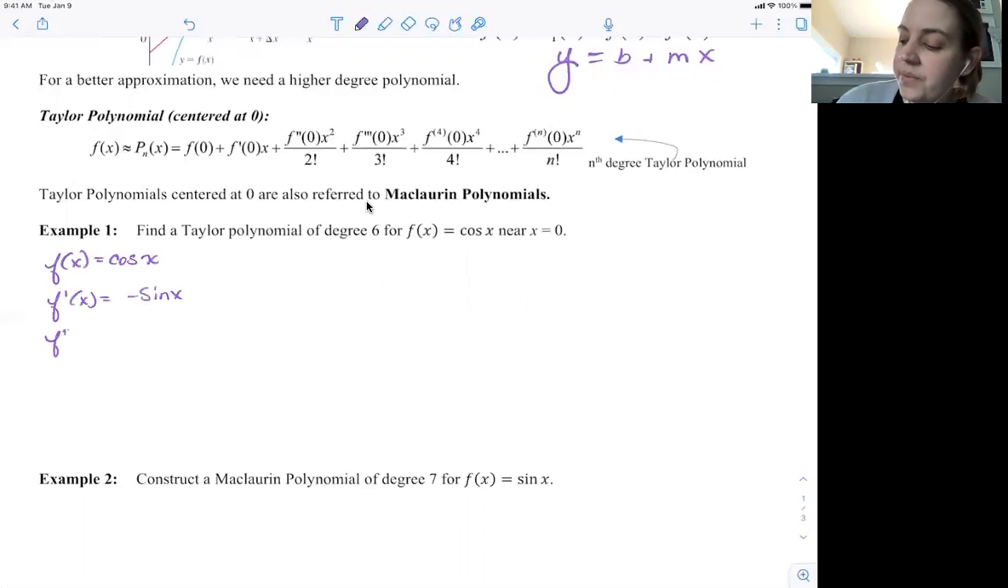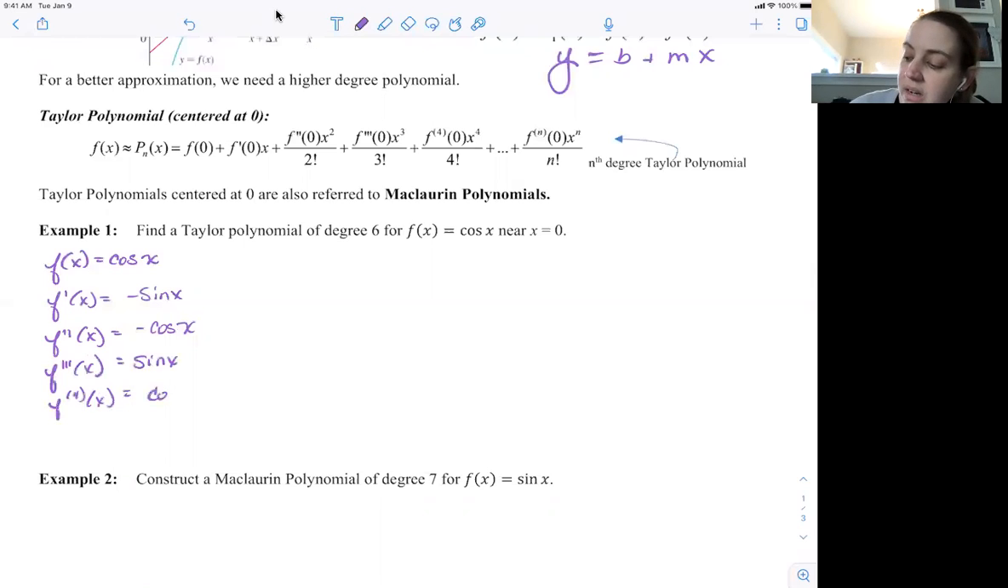The first derivative is negative sine of x. The second derivative, the derivative of negative sine, would be negative cosine of x. The third derivative would be the derivative of negative cosine. The derivative of cosine is negative sine, but it's already negative, so it's positive sine. The fourth derivative would be cosine. The fifth derivative would be negative sine. And the sixth derivative would be a negative cosine of x.